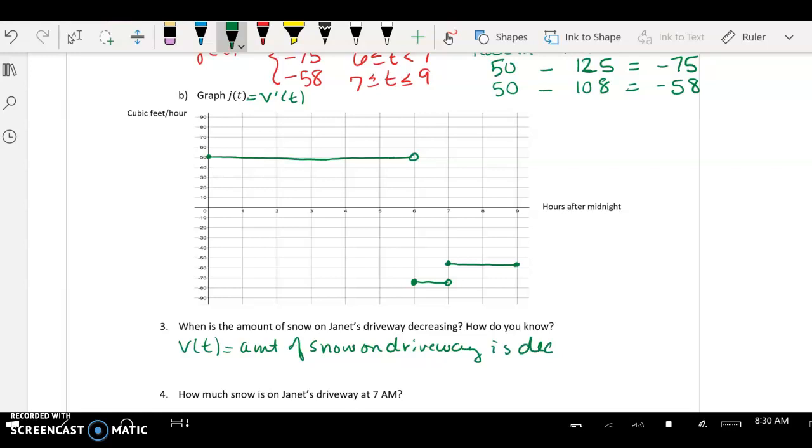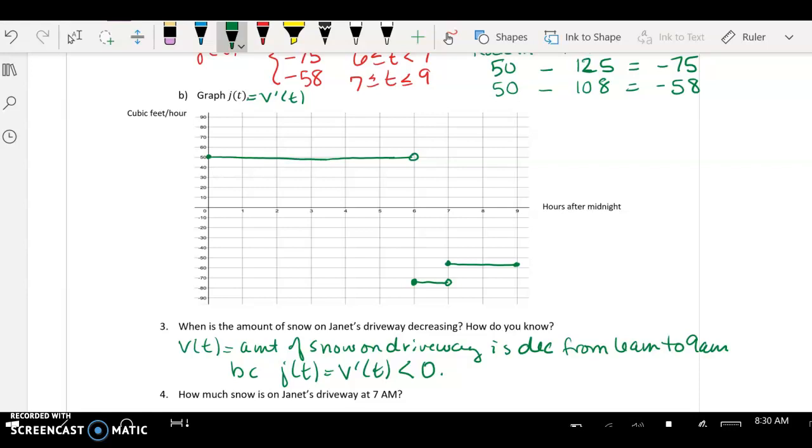Our rate is negative from starting at 6 all the way to 9, is decreasing from, we'll put it in real life terms, 6 a.m. to 9 a.m. And our reason is because J of t, which is equal to V prime of t, is less than 0 because our derivative is negative. Okay. Now, when we take a look at this, and let's kind of go through our process of this accumulation and start making some connections.